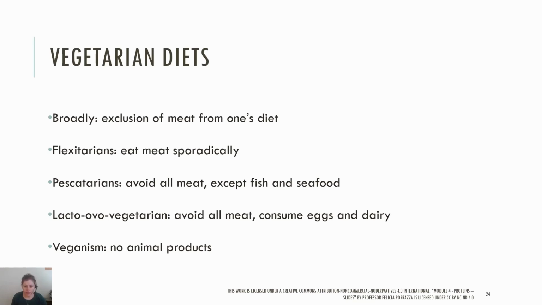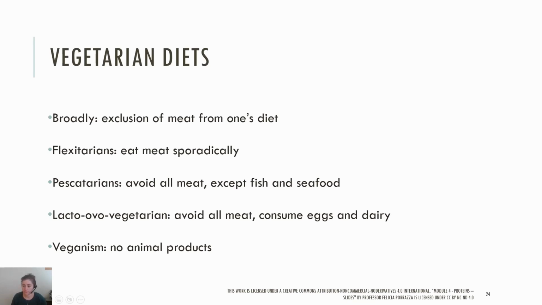Let's review vegetarian diets. There are many different types of vegetarian diets. Broadly, a vegetarian would exclude meat from their diet. However, someone could be flexitarian and eat meat sporadically, or pescatarian, where they avoid meat but eat fish and seafood. Someone who is lacto-ovo-vegetarian would avoid meat but consume eggs and dairy. Lastly, someone who is vegan would not consume any animal products. Raw vegan is a subset of vegan, which is when an individual consumes fruits, vegetables, nuts and seeds, legumes, and sprouted grains. The amount of uncooked food varies from 75% to 100%.